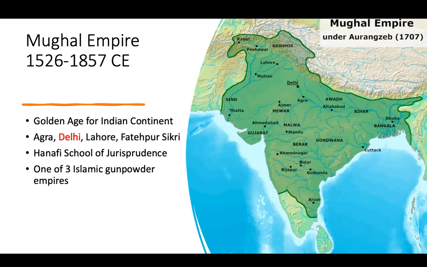The Mughal Empire at this era was one of the 3 Islamic gunpowder empires. So together with the Ottomans, together with the Safavids, and the Mughal Empire, all 3 of them were the 3 Islamic gunpowder empires.